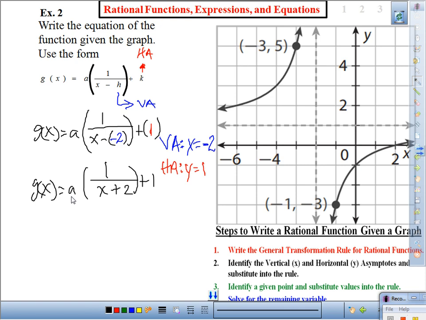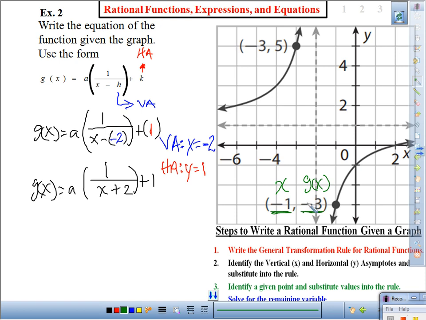But don't we need a number here because we have another variable, which is a. How do we figure this one out? Well, check this out. Do they give us 2 points? They give us at least a point. Yeah, I'm going to use this one. This point right here, given, because it says step number 3, identify a given point and substitute. So what is the x value of the given point? I'm going to use -1. What is the y value? -3. But instead of y, I'm going to label that what? G of x.